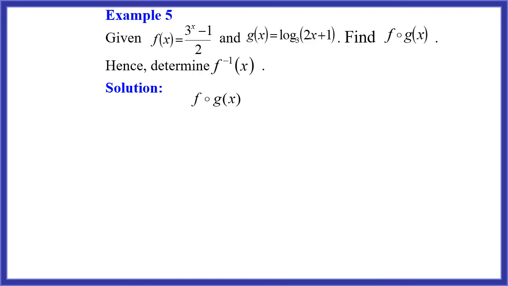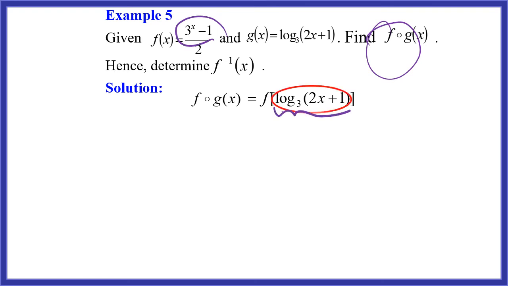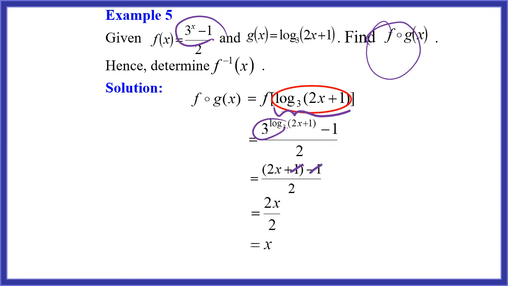So example 5. Given that f(x) equals (3 to the power of x minus 1) all over 2 and g(x) is log to the base of 3 of (2x plus 1), find f of g, then hence determine f inverse. So f composite g: we replace the g with log base 3 of (2x plus 1). And what is f? f is 3 to the power of x, so we replace x with log base 3 of (2x plus 1). So it will be (3 to the power of log base 3 of (2x plus 1) minus 1) over 2. Because we have 3 and log base 3 here, it is equivalent to (2x plus 1 minus 1) over 2. So 1 minus 1 cancels, and 2x divided by 2 is equal to x. So f of g(x) is equal to x.